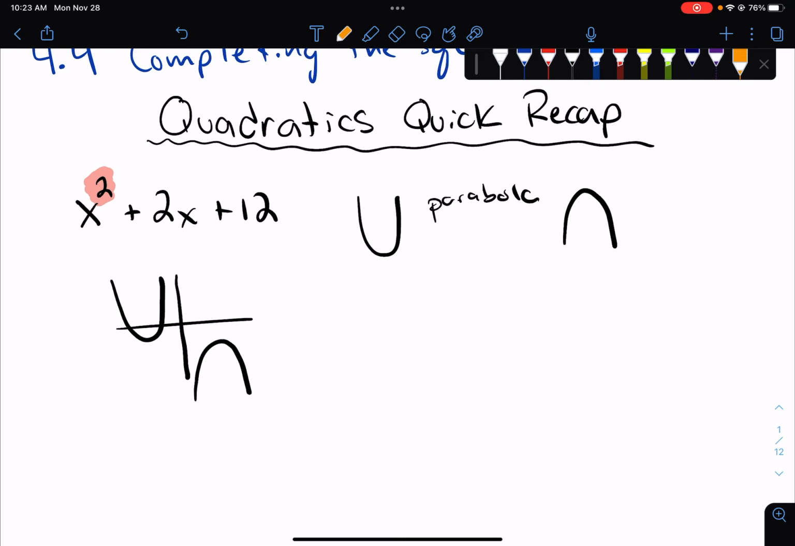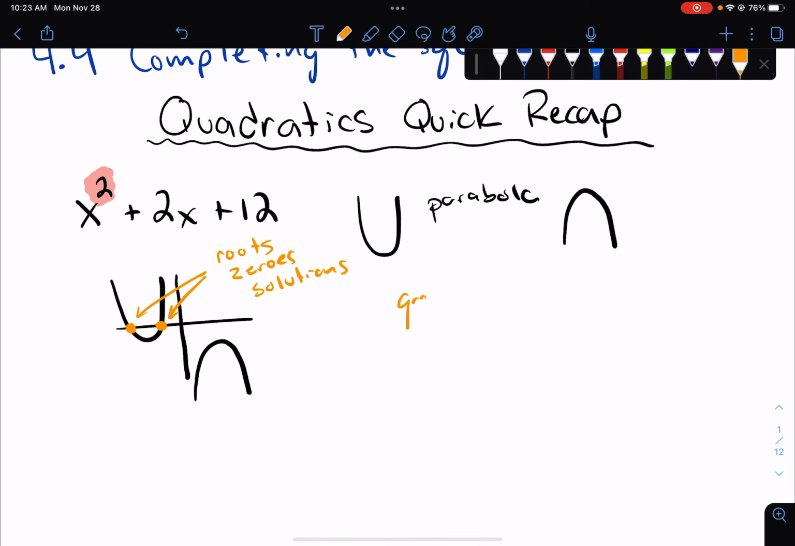In chapter 4, we've kind of focused on these points right here. We've focused on where the parabola crosses the x-axis, and we called those points the roots, or the zeros, or the solutions to the equation. All of those names mean the same thing. And that's what we focused on in chapter 4 so far: where does this parabola cross the x-axis? And you've learned all sorts of methods to do that.